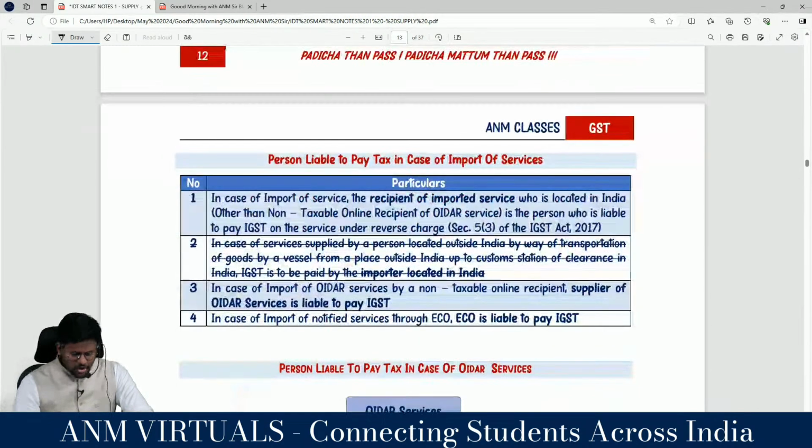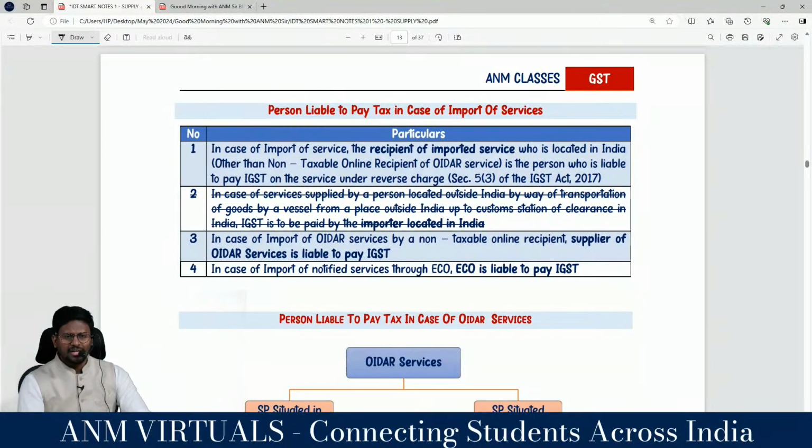Okay, I'm moving to the next one. Who is the person liable to pay tax in case of importation of services? We know Section 5 of the IGST Act: 5.1, 5.2, 5.3, 5.4, 5.5. Section 5.1 is the levy and collection of IGST. Sir, 5.2 is the levy of IGST on petroleum products. 5.3 is notified RCM. Then 5.4 and 5.5.